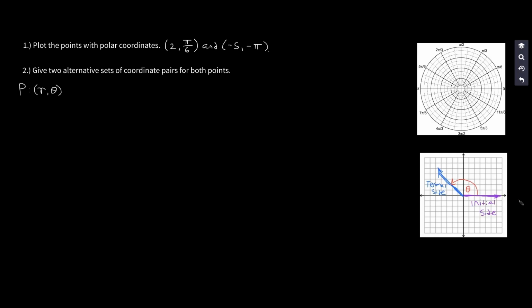Just note that positive angles are measured counterclockwise, meaning you will turn to your left. So if we're starting at this initial side here, and we are working with a positive value for theta, that means we're going to go counterclockwise. If the number is positive, we're going to turn to our left, which is upward from the x-axis, the initial side.